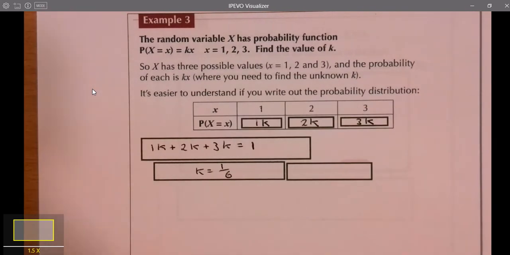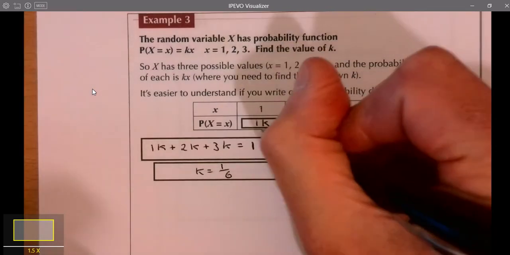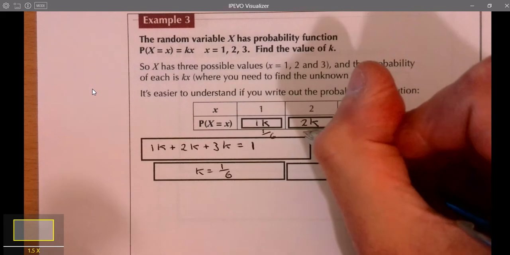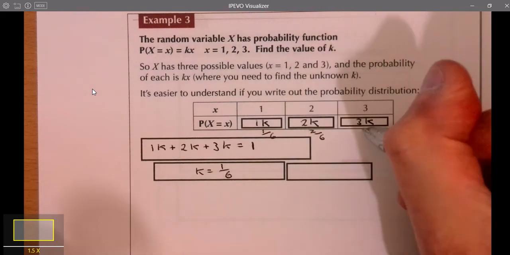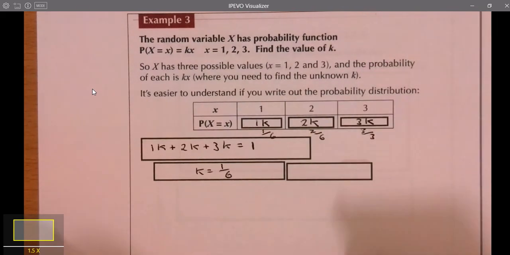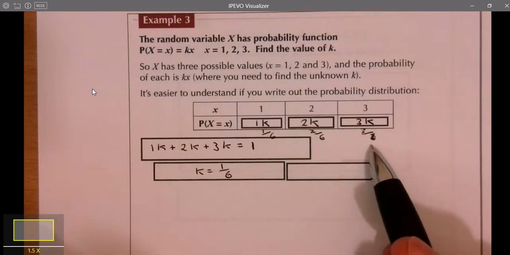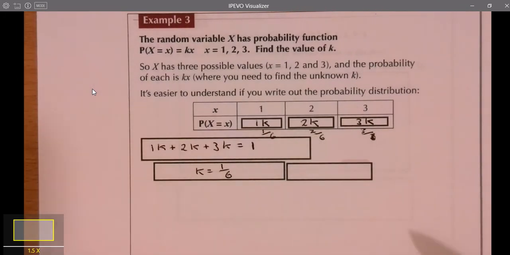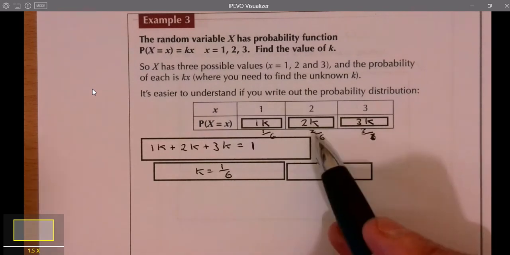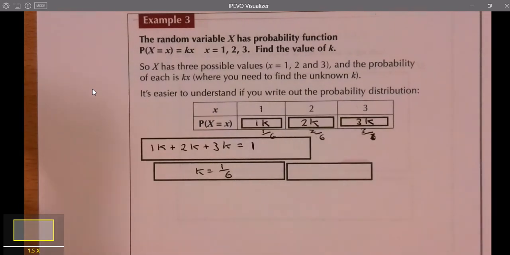Once I know that, I would probably go back now and write in 1 over 6, 2 over 6, 3 over 6. And obviously you could write a third there and a half, but actually you'll quite often get asked a question. It might say, what's the probability of getting a score of 2 or more? Well, if you've changed it, it just makes your life slightly harder. So that's all you need to do there.